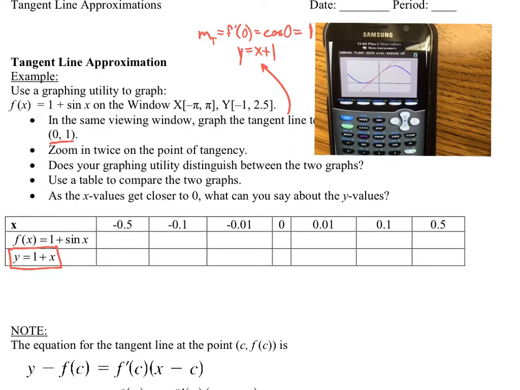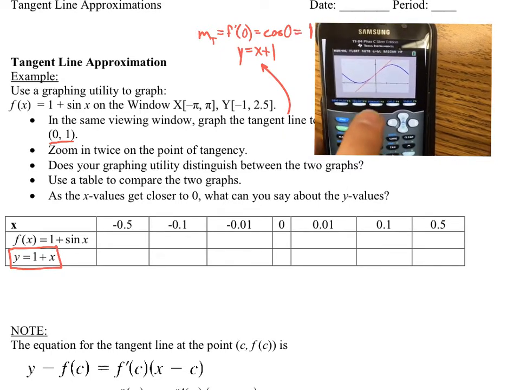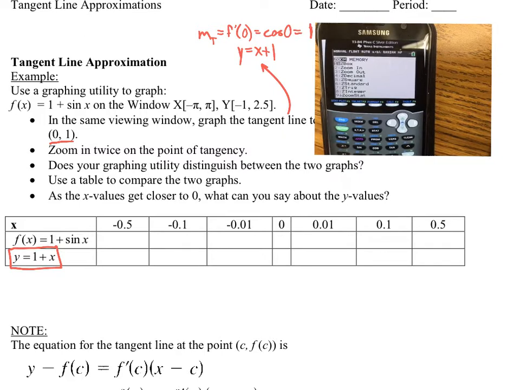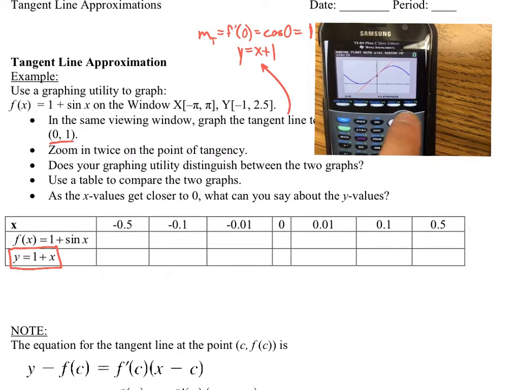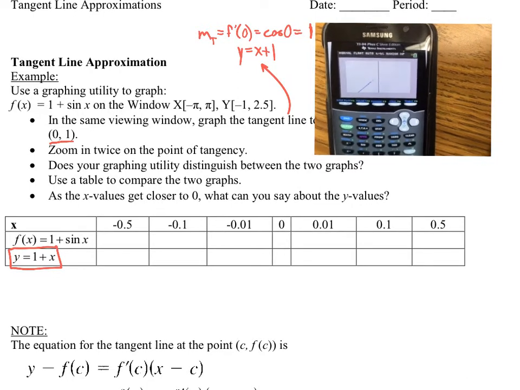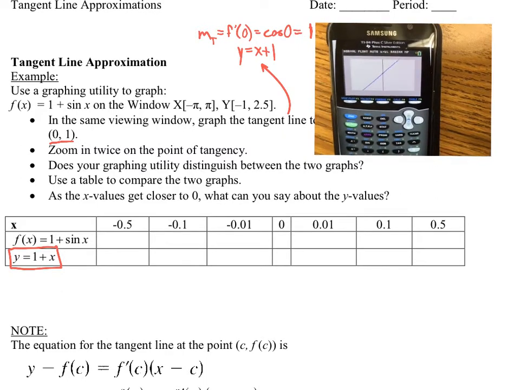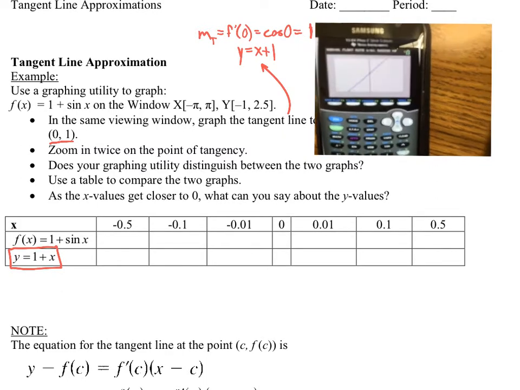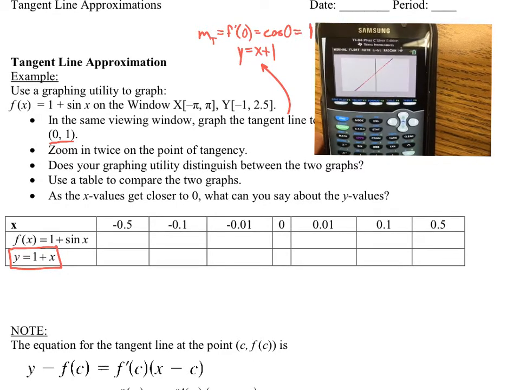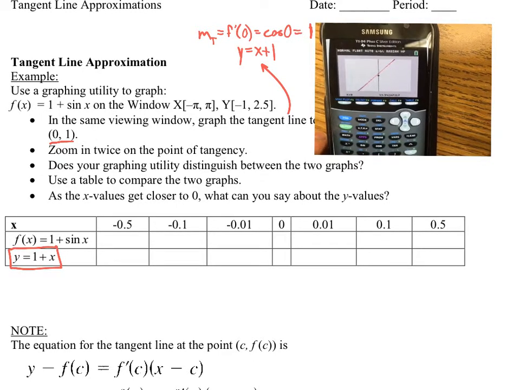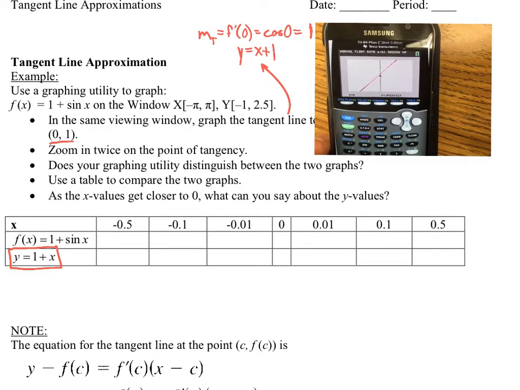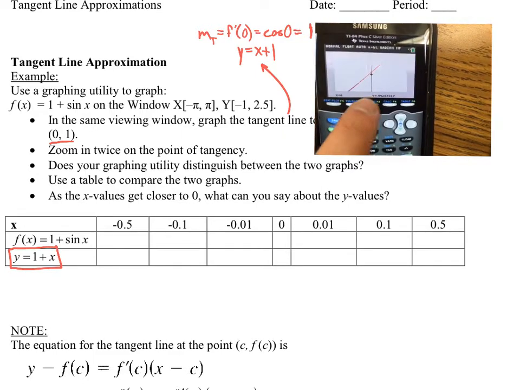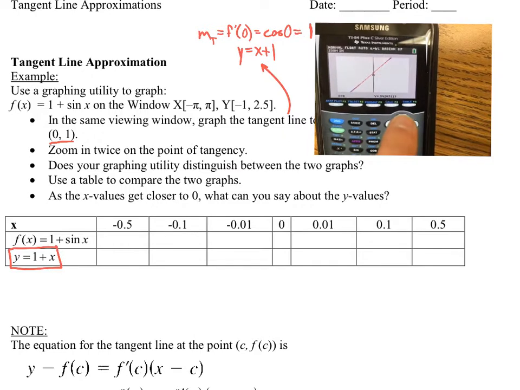All right, so now it says zoom in twice on the point of tangency. All right, so we hit zoom, and we're going to zoom in. Okay, and we zoom in there, and wait for it to graph. It's really slow for some reason. Okay, so there you can see this is where having the color is really nice. Those of you who have the 84 color, it is nice to have that. You can see the distinction still. But then we're going to zoom in again. So zoom in, put it right there on the point of tangency, 0, 1.